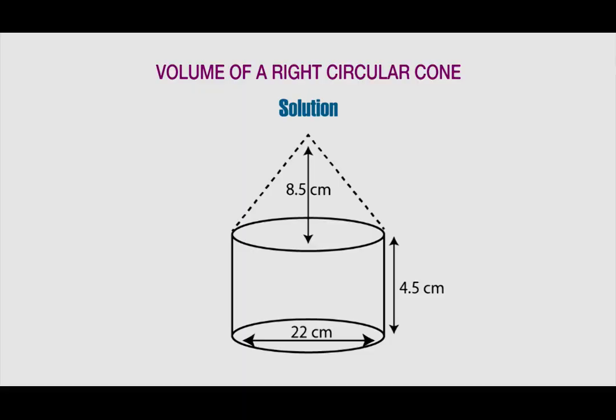First, we need to draw the diagram. And you should be able to draw the diagram. Always try as much as possible to draw your diagrams. Now, this is our diagram. There's a base diameter of 22 centimeters. The height is 4.5 centimeters. And the height of the cone is 8.5 centimeters. We find the volume of the cone, and then we find the volume of the cylinder. Then we put the two together to give us the volume of the tent.